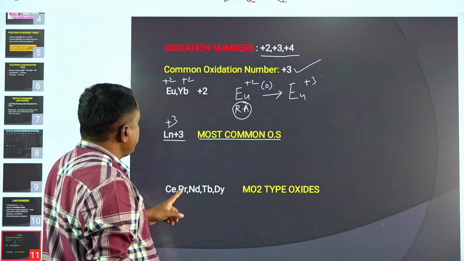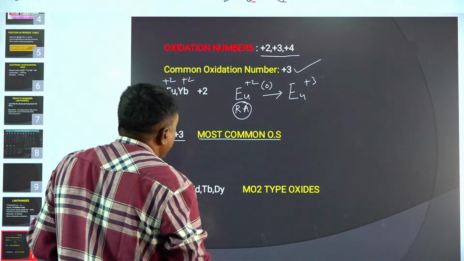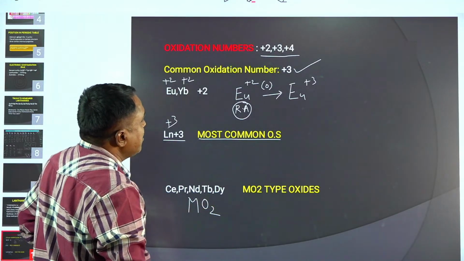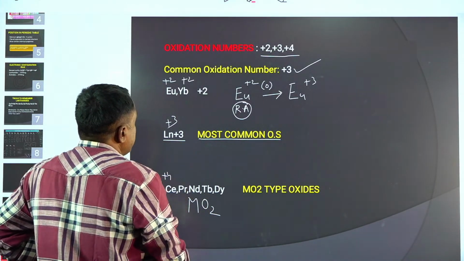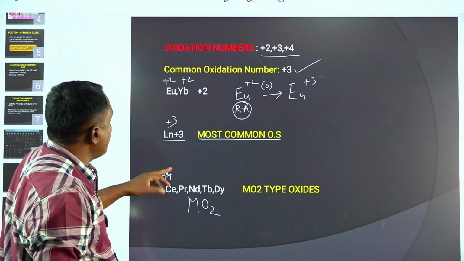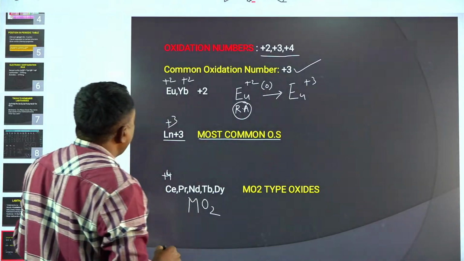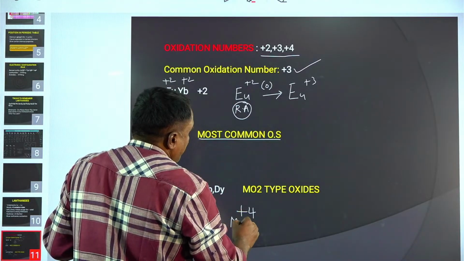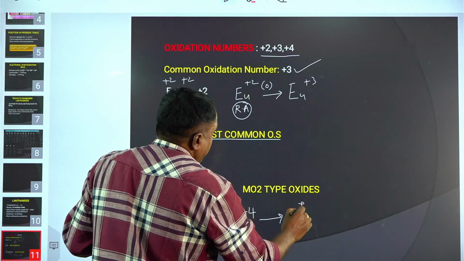And cerium, praseodymium, neodymium, terbium and dysprosium, what will they form? MO2 type of oxides. Therefore in MO2 the metal is exhibiting the +4 oxidation state. So in the +4 oxidation state, for example, +3 is going to form +4 or +4 is going to form +3.